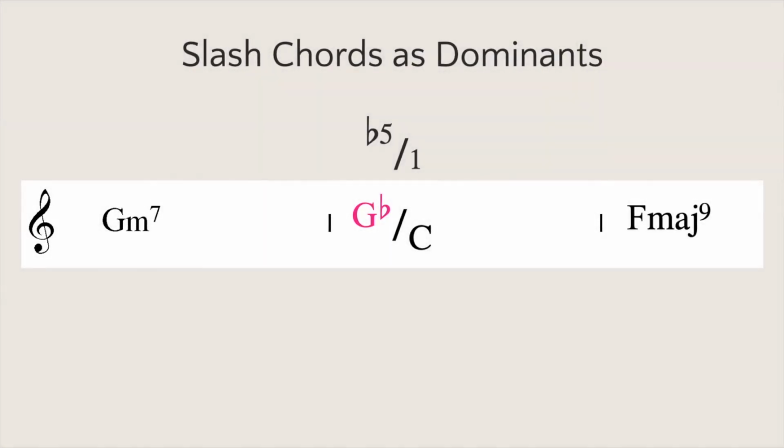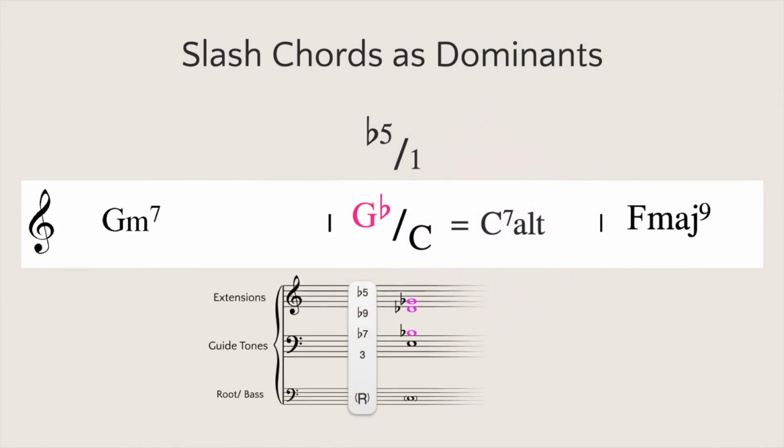We looked at this chord in the last video, flat 5 over 1, which could be used to imply the altered dominant chord. Let's check it out with the voicings.